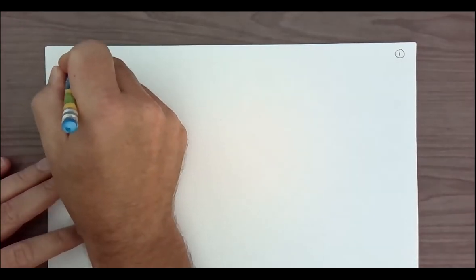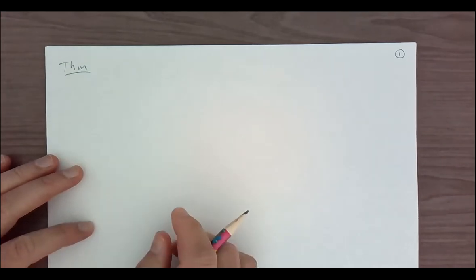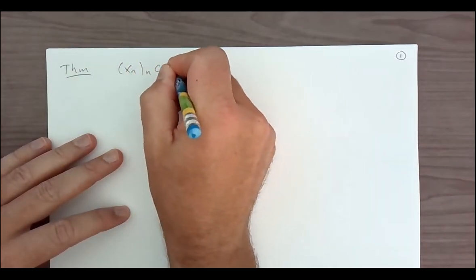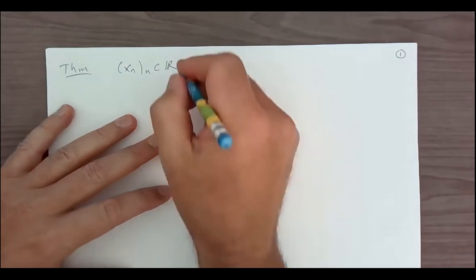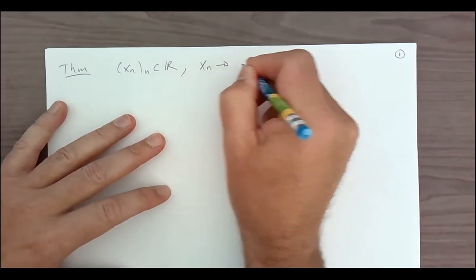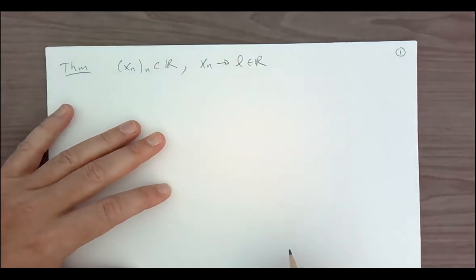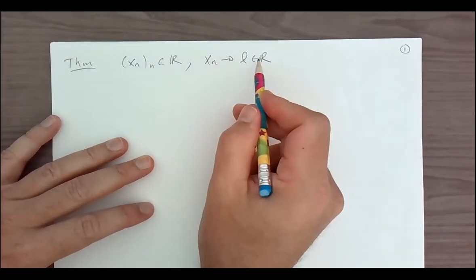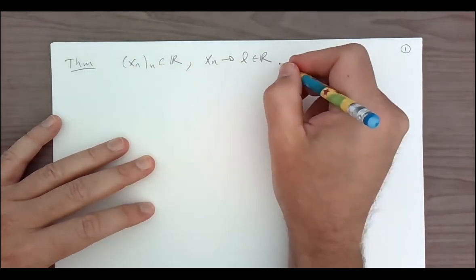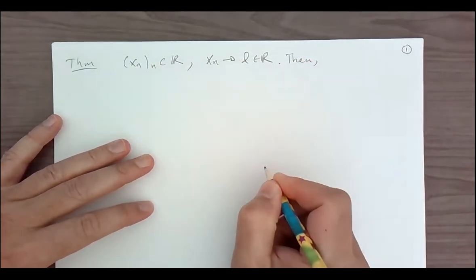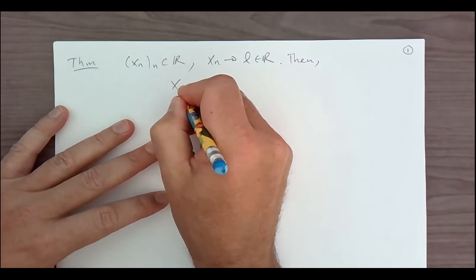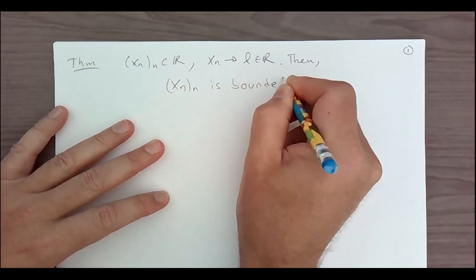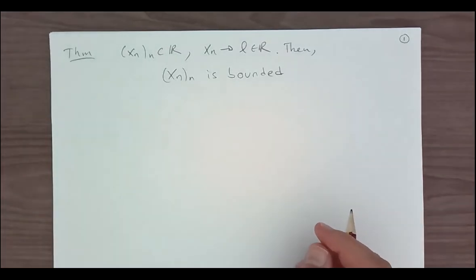So one of the first theorems that we're going to be looking at is: if I have a sequence of real numbers x_n that converges to L, which is also a real number. Right, so we have a sequence of real numbers, and it converges. Say that this is the case, well then this sequence is bounded. Then x_n is bounded. These are things that we have talked about a number of times.